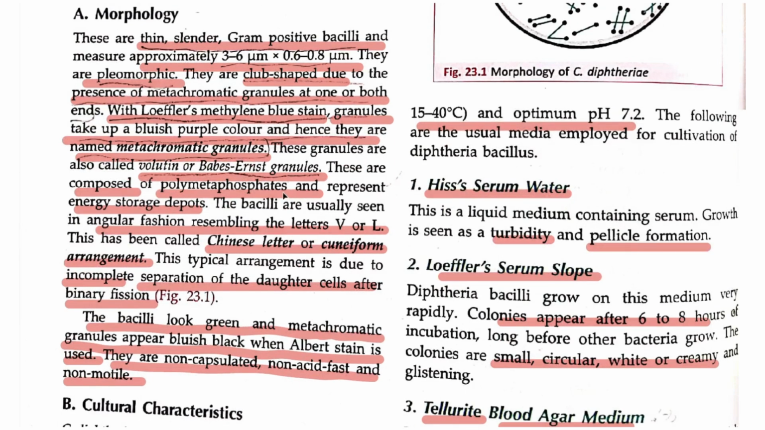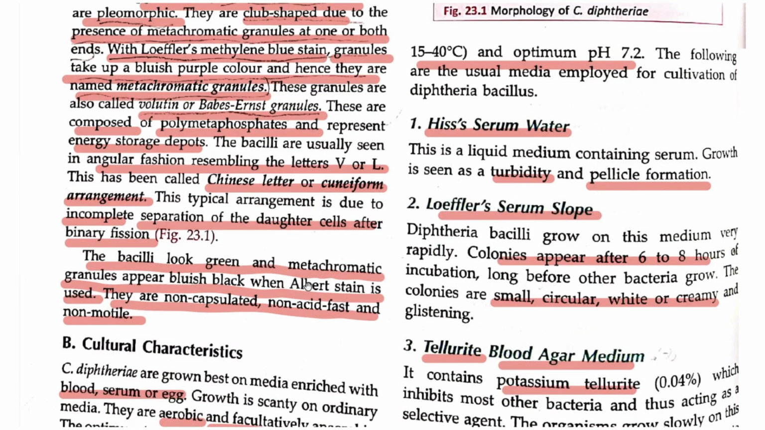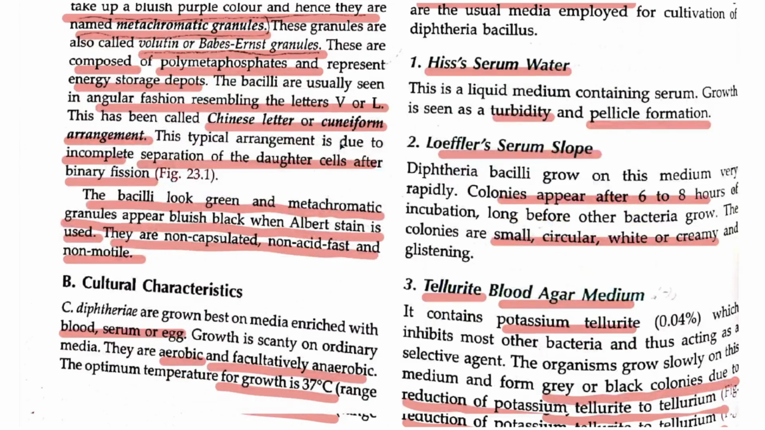Then mention all the features: they have a Chinese letter arrangement, they resemble the letters V or L. When Albert stain is used, the bacilli look green and the metachromatic granules appear bluish black. This is also an important point that you need to mention.